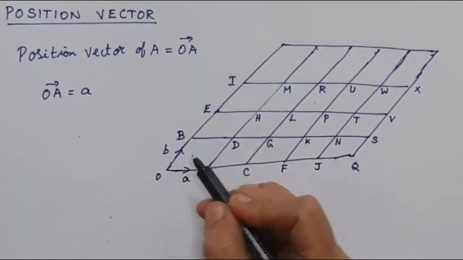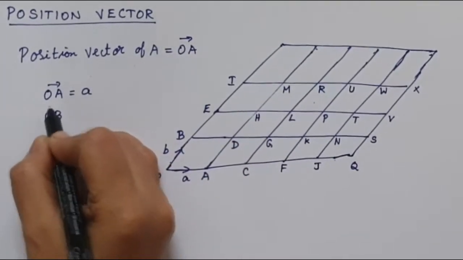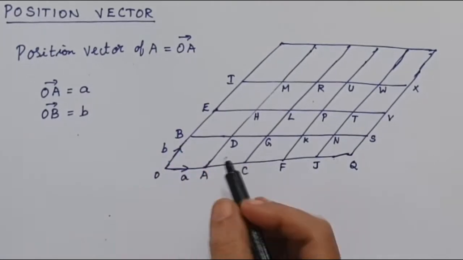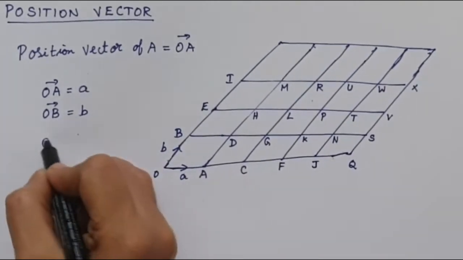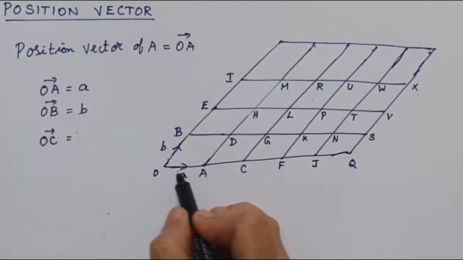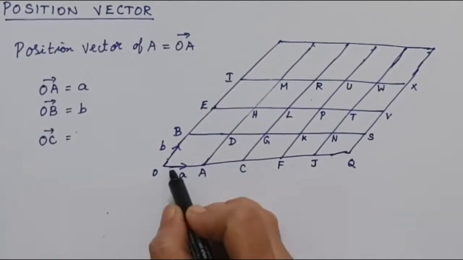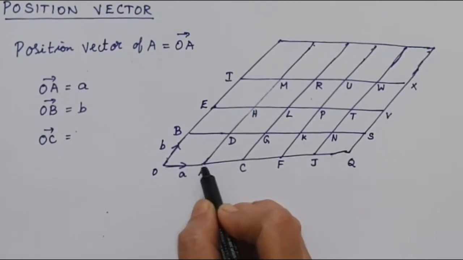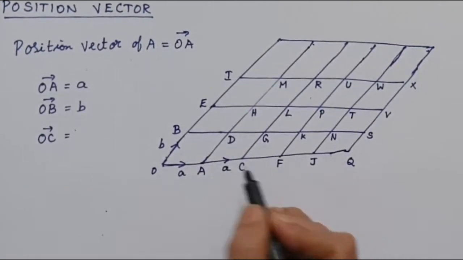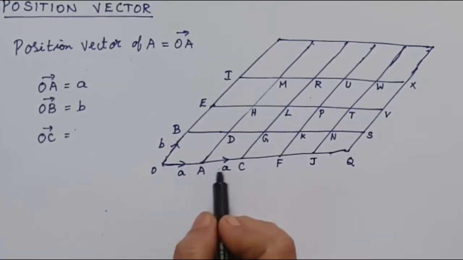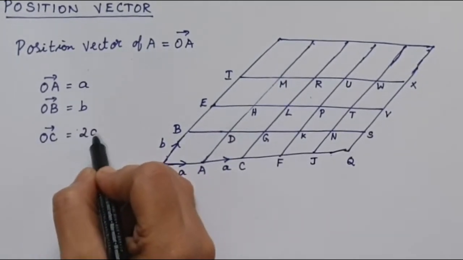And then OB will be equal to B. Suppose if we need to find OC, this is A and this is of equal length and it is in the same direction. OA, so this is A. So this AC will also be equal to A. So OC will be equal to A plus A, that will be equal to 2A.